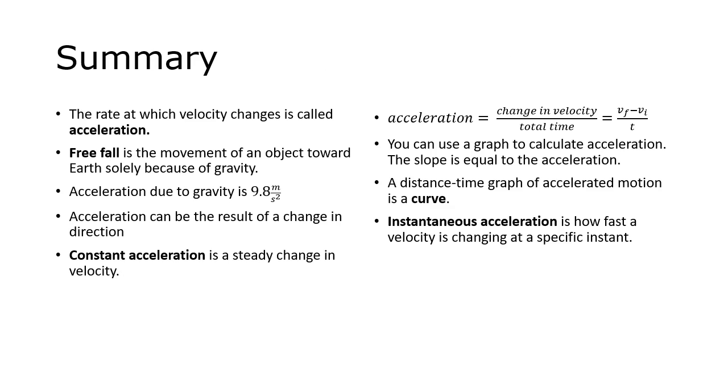Freefall is the movement of an object toward Earth solely because of gravity. Acceleration due to gravity is 9.8 meters per second squared. Acceleration can be the result of a change in direction. Constant acceleration is a steady change in velocity. Acceleration is the ratio of a change in velocity over a change in time.